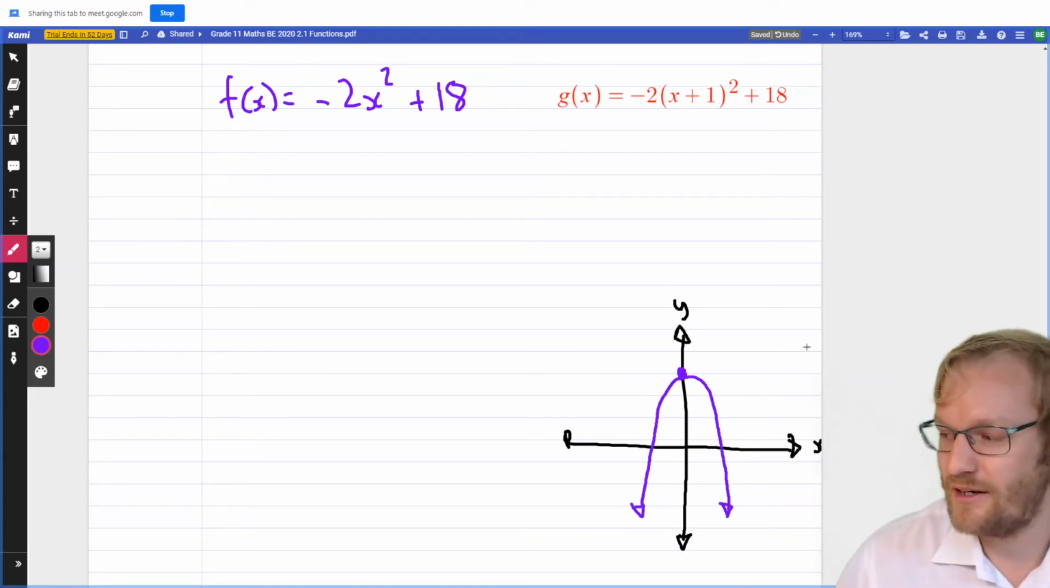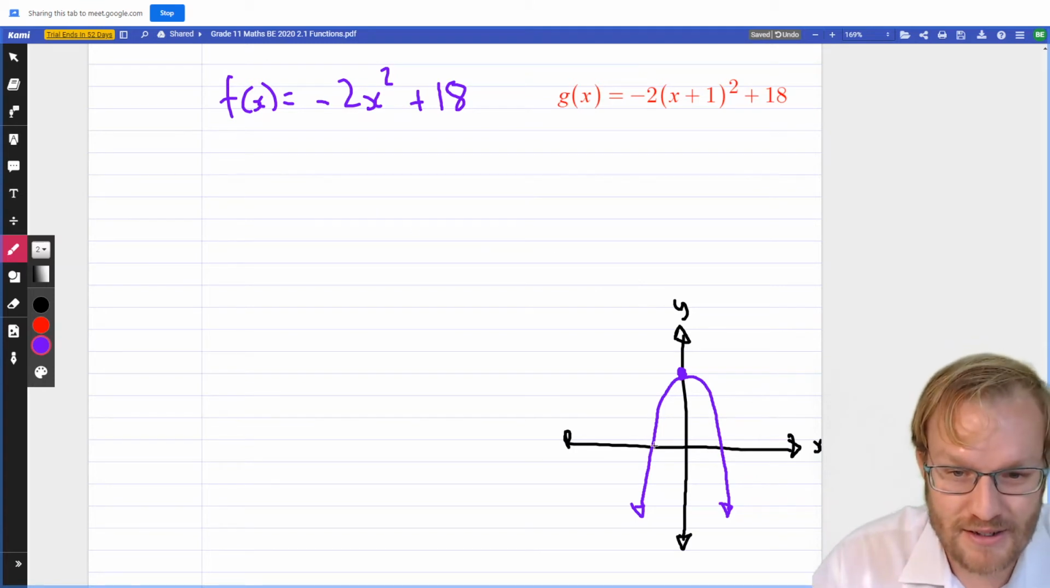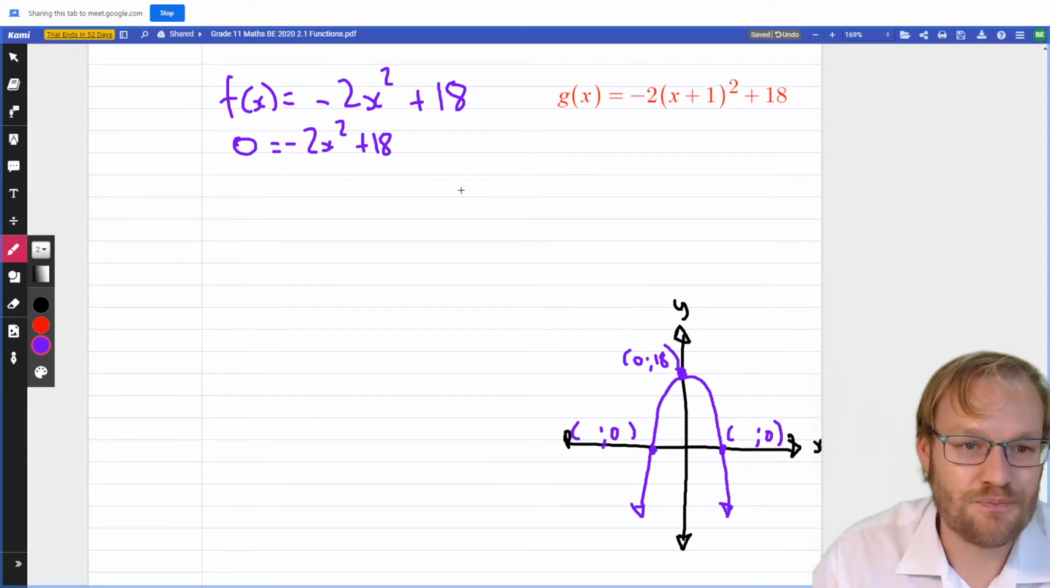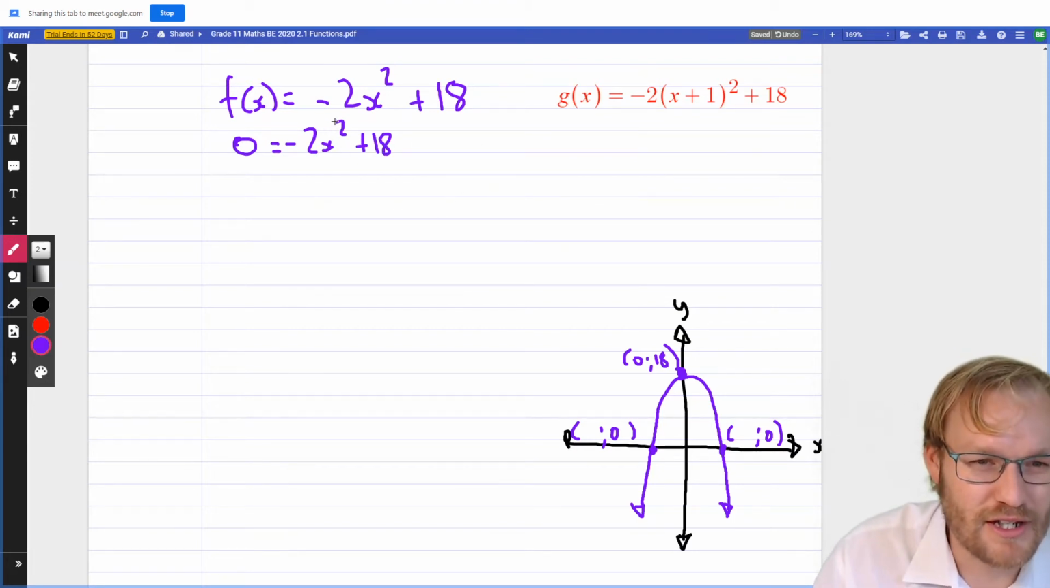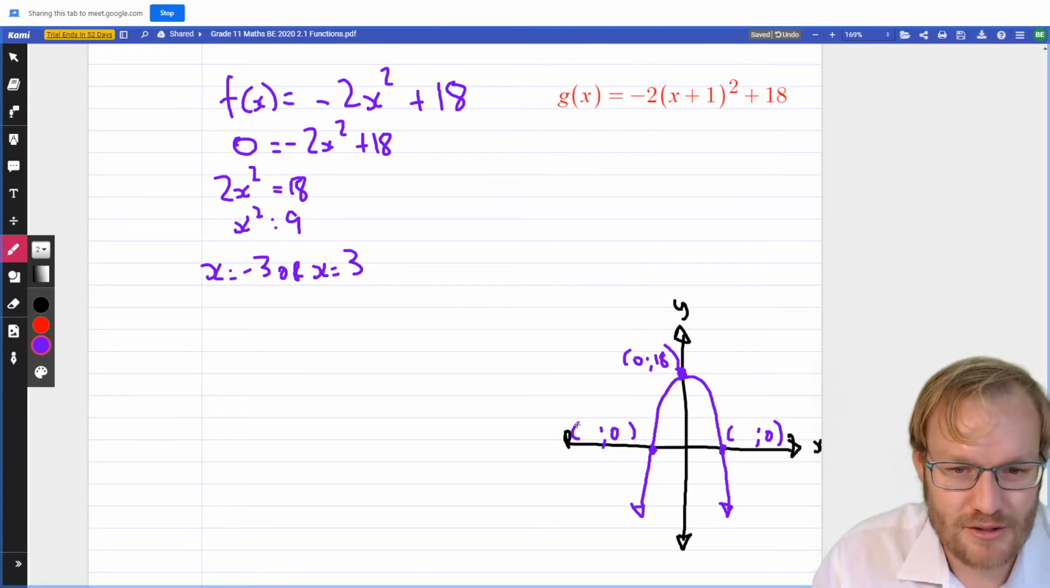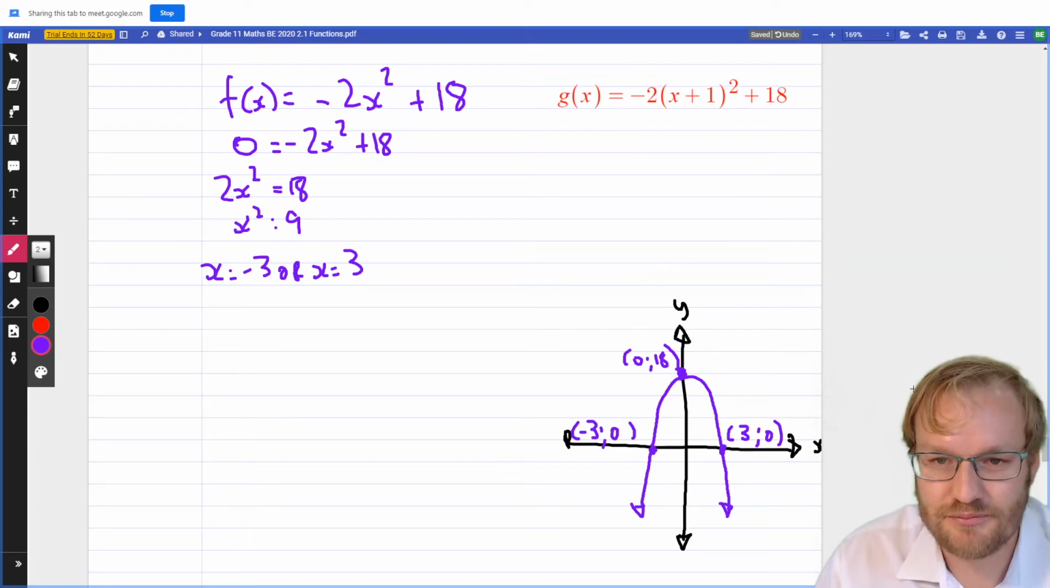And if we wanted to work out the x-intercepts, let's just put in here 0, 18. We know that the y values are 0. So we're going to go 0 equals negative 2x squared plus 18. Okay, I'm going to solve this differently and not factorize, and go, well, let's put all the x squareds there equals 18. x squared equals 9. So x equals negative 3 or x equals positive 3. So we've got a negative 3 and a positive 3.